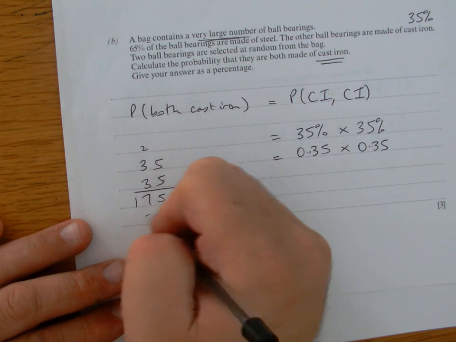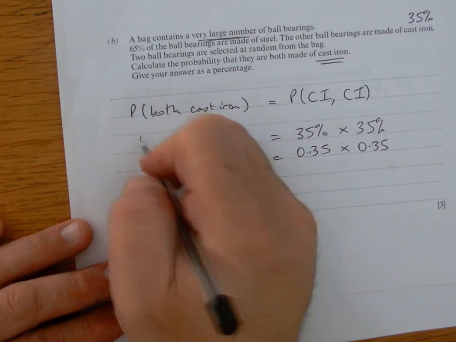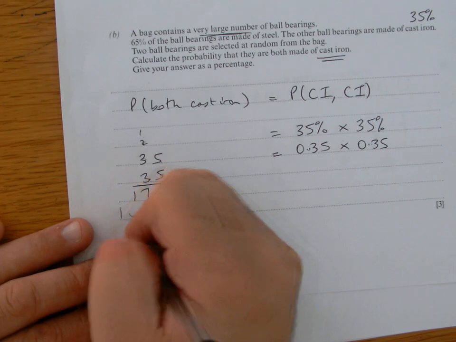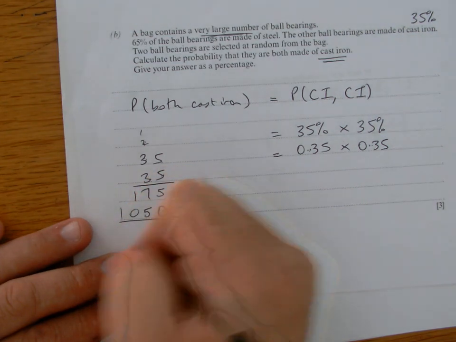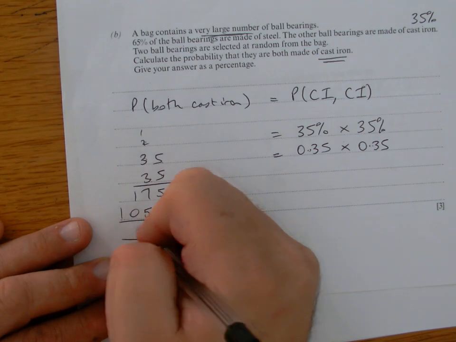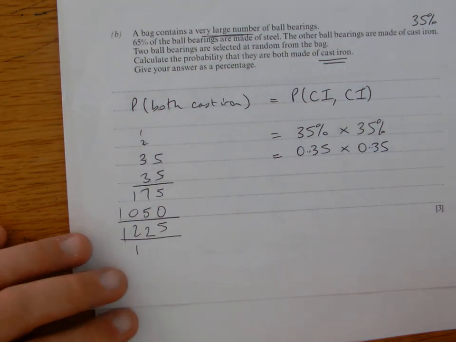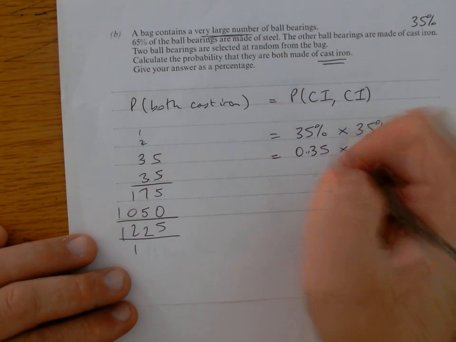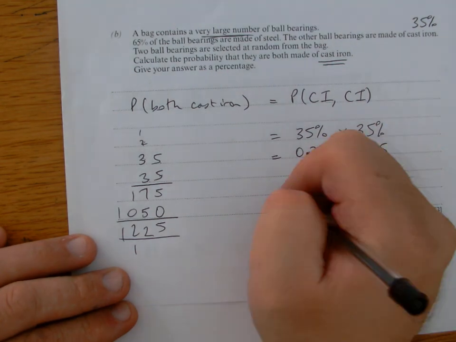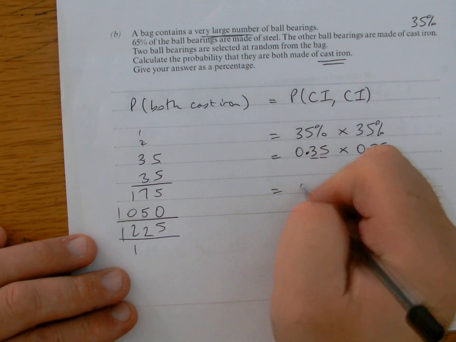5 times 3 is 15, so 5 carry 1. And then 3 times 3 is 9, add the 1 is 10. We'll add them together: 5. 7 add 5 is 12, so 2 carry 1, and that's 2, and that's 1. So 1, 2, 2, 5. Now, of course, because it's decimals, we've got 4 decimal places, so that will be 4 decimal places in the answer.